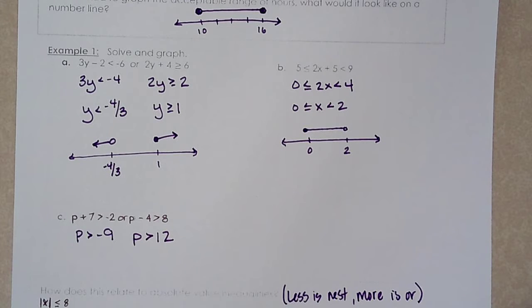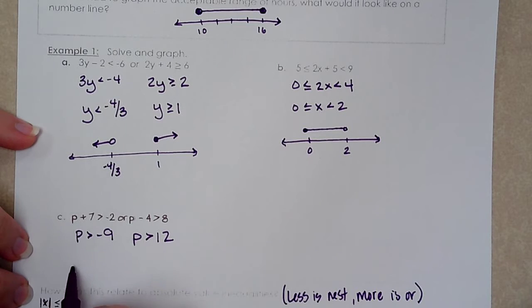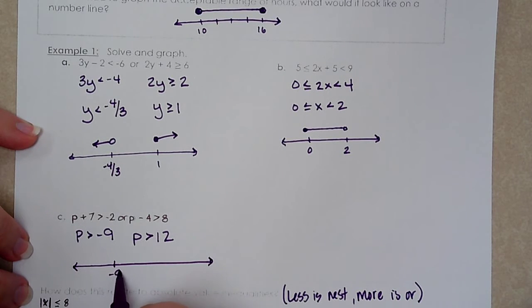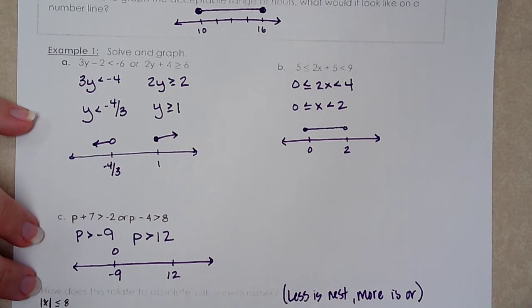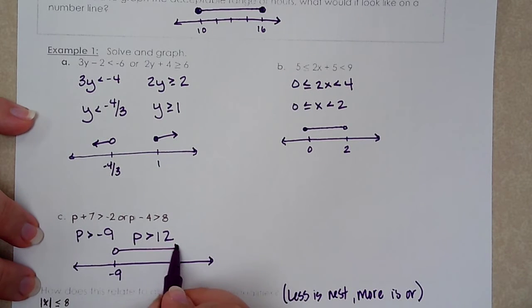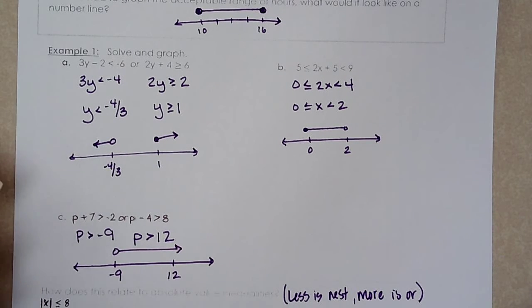All right, we got a little trickiness with that one, because if we graph it on the number line, we've got negative 9 and 12. But by the nature of being greater than 12, I'm also greater than negative 9. So that kind of negates that one. I don't need it as much, because when I write greater than 12, that arrow takes care of it.